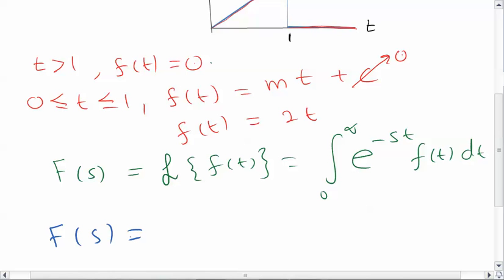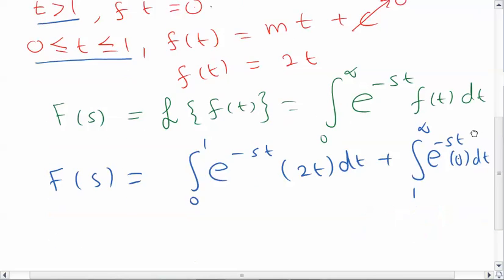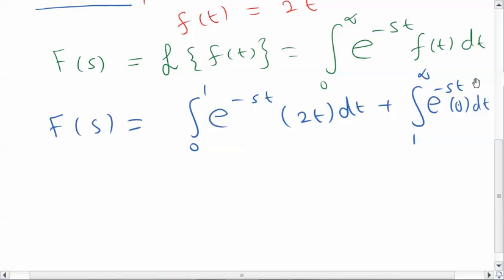Now we know that our function is in two segments. The first is from 0 to 1 and the second is from 1 to 2. So I need to break down my integral: from 0 to 1, e to the minus st, the function is 2t for the first segment, plus from 1 to infinity, e to the minus st times 0 dt, because the function is 0 for the second segment, right? So now let me push this down a bit. Okay, so now we have to do this integral. We are only left with one integral here.